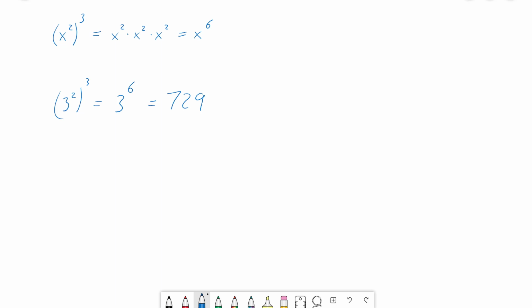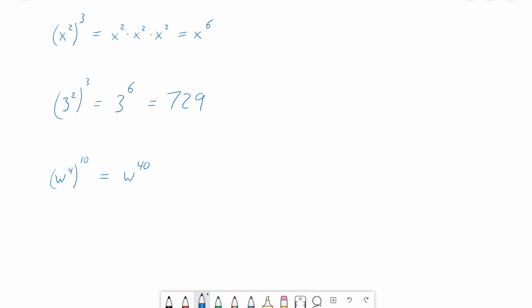We could do things like w to the 4th to the 10th. And that would give us w to the 40th power. Right, we're just simply going to multiply those exponents together.